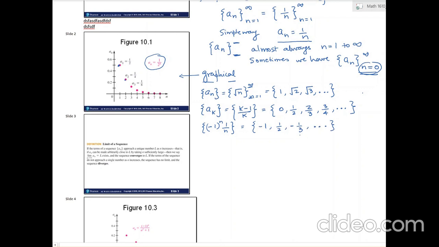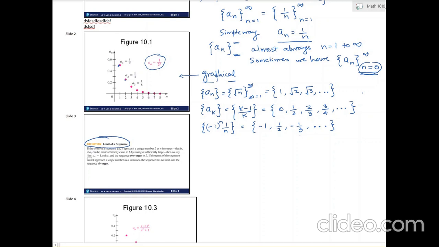So these are some typical sequences that we could encounter. Now, what is it about sequences that we really want to study? So the main thing is to study what's called the limit of a sequence.